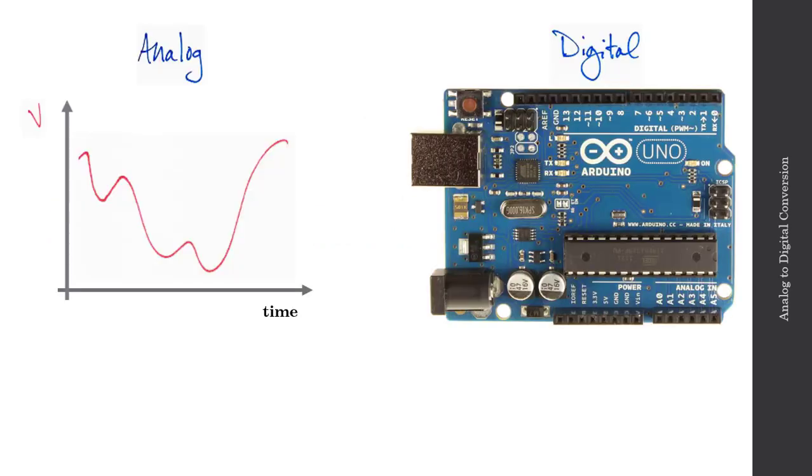An analog signal, such as a voltage from a sensor, is continuous in both time and amplitude. The microcontroller on the Arduino, however, can only process digital signals. So we need an analog to digital converter, or an ADC, sometimes abbreviated AD. ADCs are available as a peripheral on the microcontroller on our Arduino, and this will permit us to go from this analog world to the digital world.